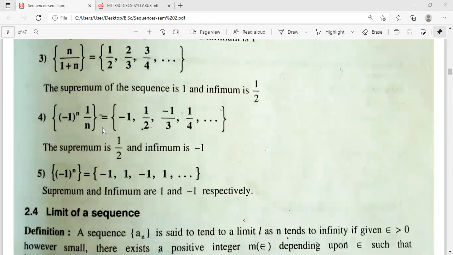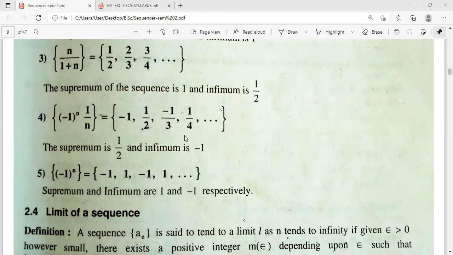Here also, minus 1 to the power n into 1 by n. The same way, an equal to minus 1 to the power n into 1 by n. A1 equals minus 1 to the power 1 into 1 by 1, which gives minus 1. Then 1 by 2, minus 1 by 3. So this is a1, a2, a3, a4. Whatever number you take is less than or equal to 1 by 2. 1 by 4 is definitely less than 1 by 2, so 1 by 2 is the major one. The next terms are minus 1 by 5, plus 1 by 6.